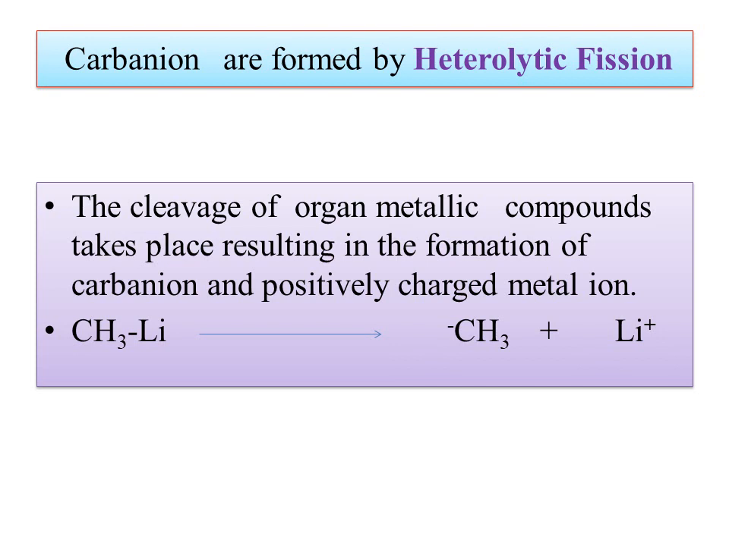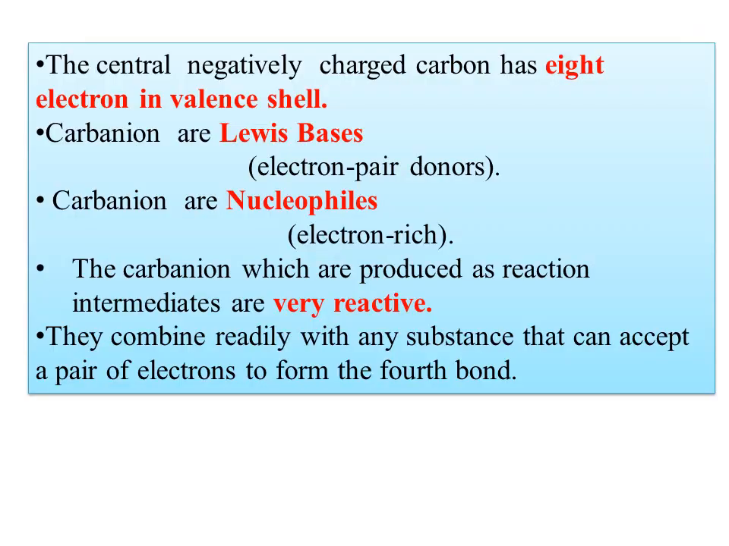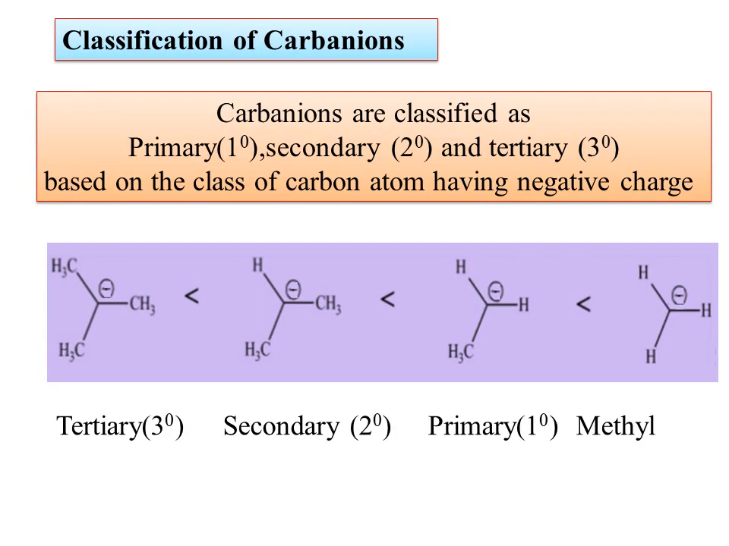The cleavage of organometallic compounds takes place, resulting in the formation of the carbanion and a positively charged metal ion. So you are going to have CH3 minus and Li plus. These have 8 electrons in their valence shell. They are Lewis bases and nucleophiles and they are very reactive, and they readily combine with electron deficient species to form the 4th bond. What they have in excess will be accepted by the species. It will react.